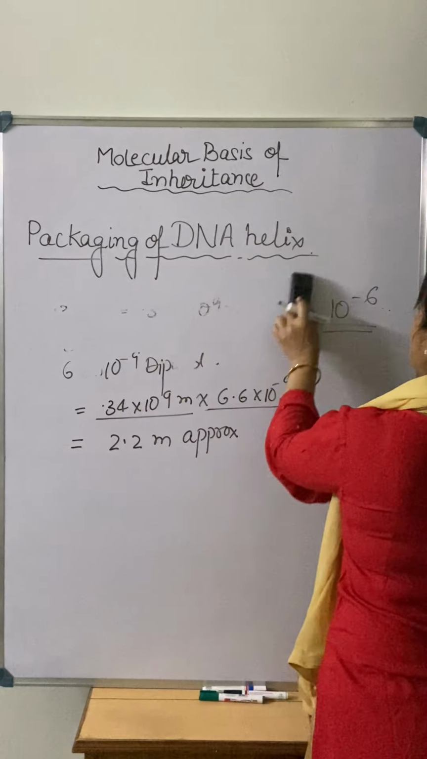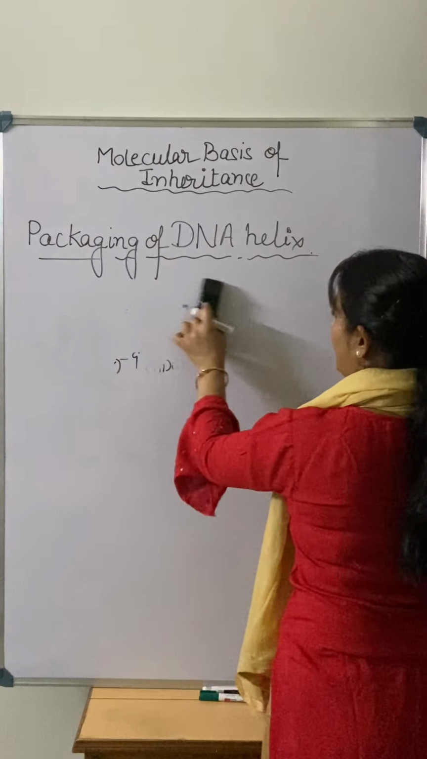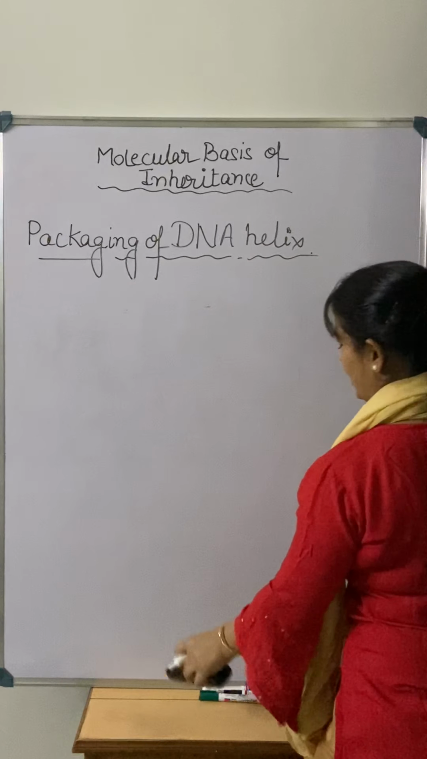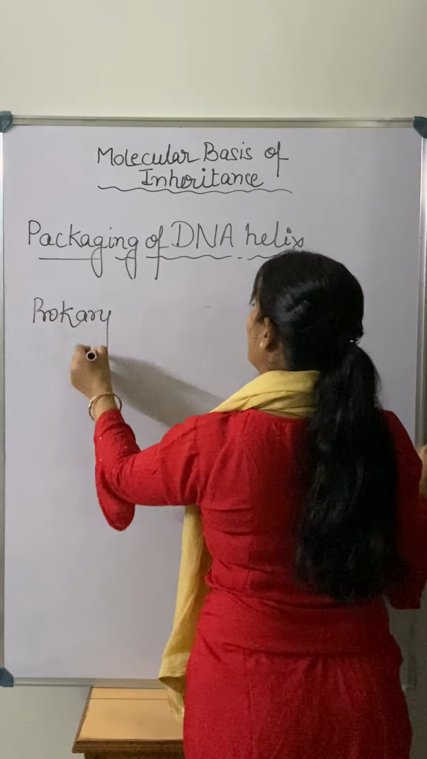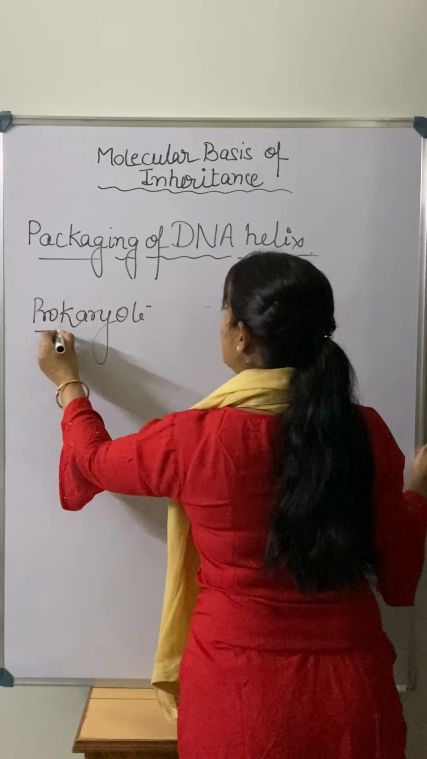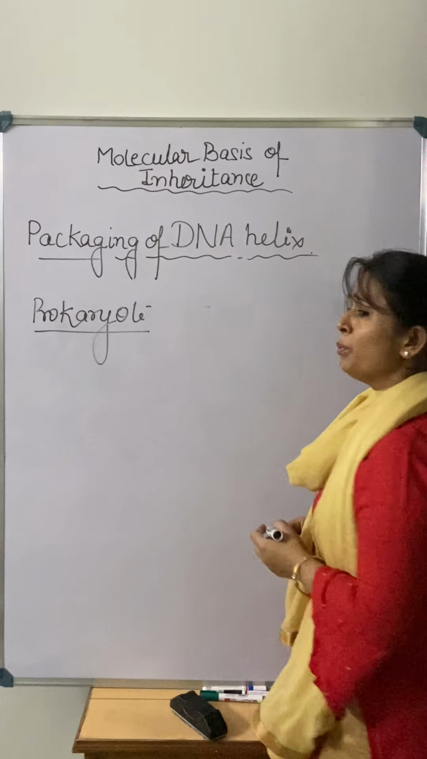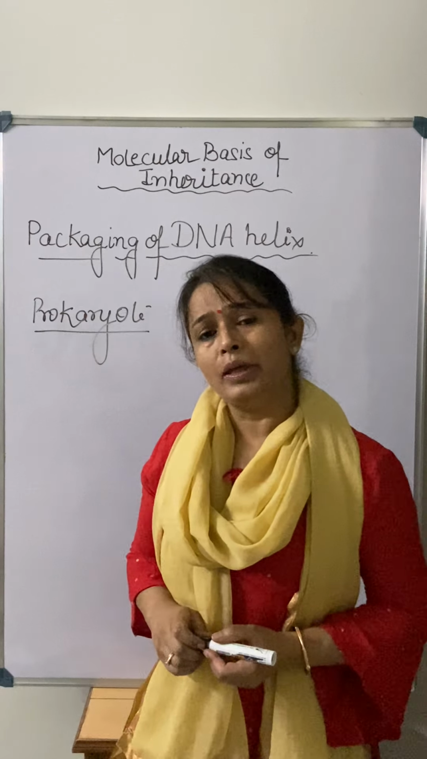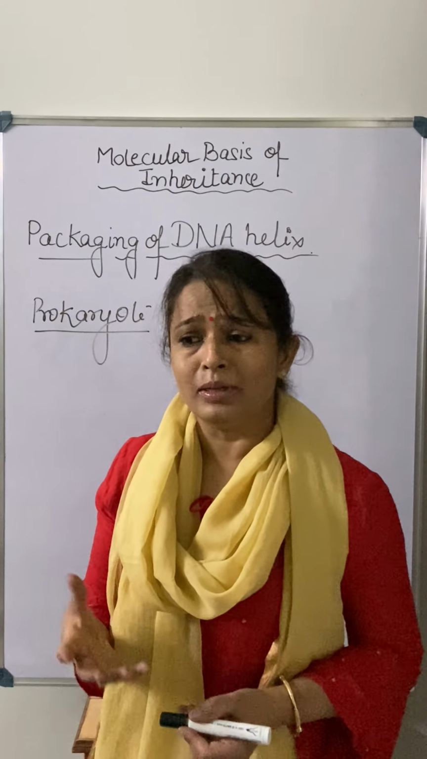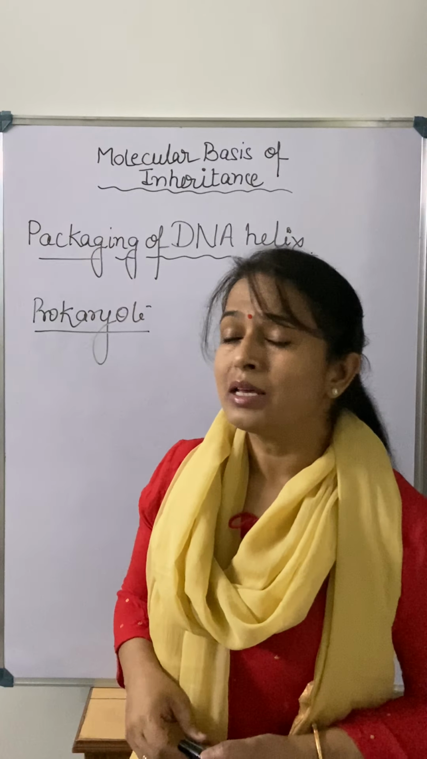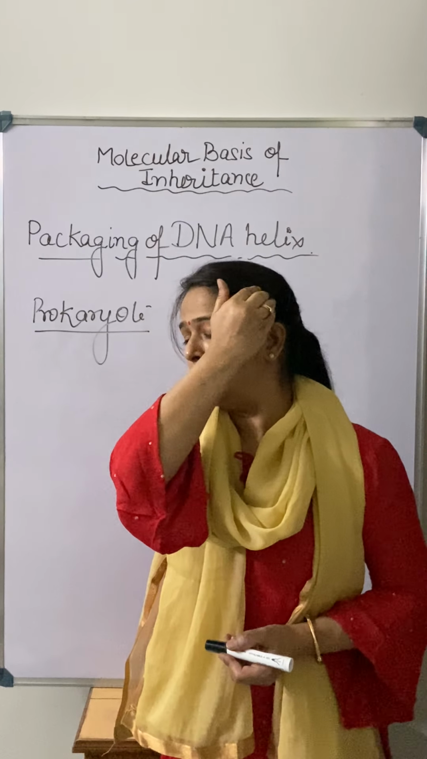In that case, you know very well, if we talk about the type of cell or type of organism, there are two types of organism, right? Prokaryote and eukaryote. First we will see the packaging of DNA in a prokaryote cell. Now you know prokaryote means those that don't have a well-defined nucleus, right? It means whatever is present inside the nucleus is present in the cytoplasm, and the region where it is present we call a nucleoid.